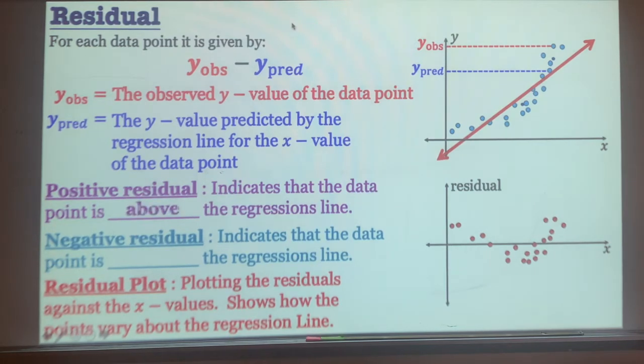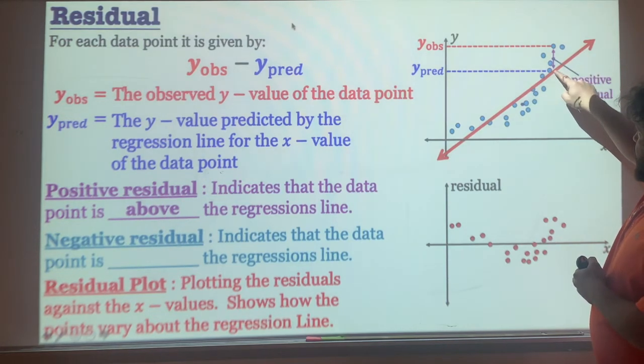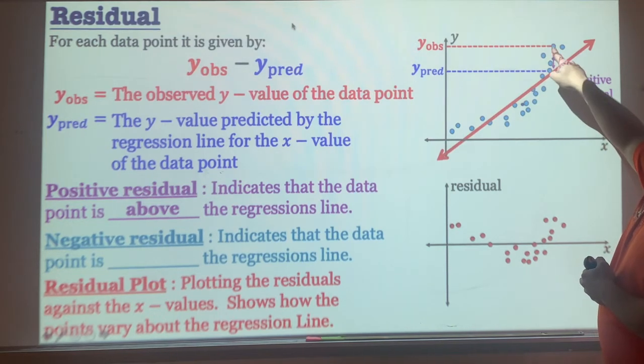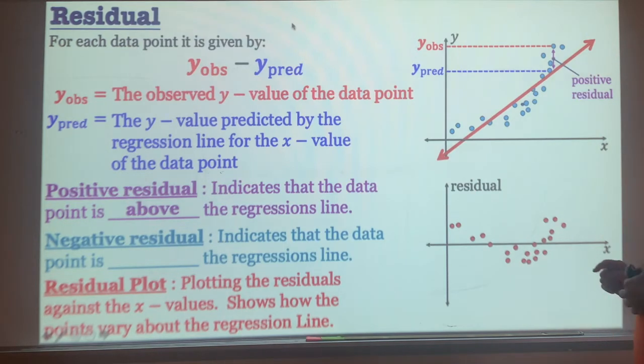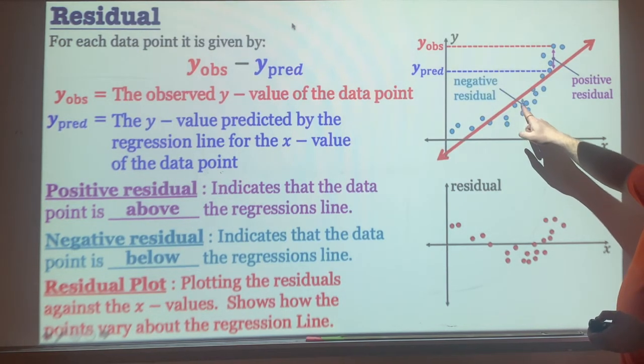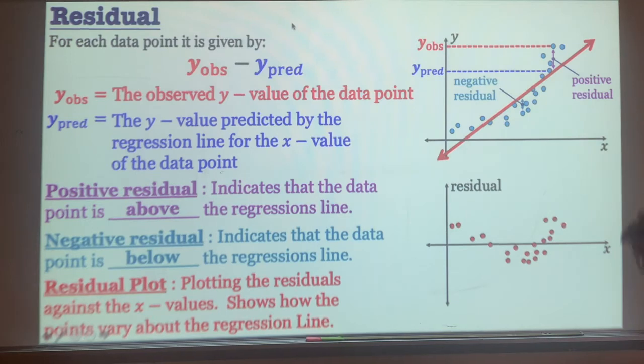So here's how it works. You have a positive residual if the data point is above your line. Here's where I'm predicting right here. Since I'm predicting this, and this isn't going to the point, this is going to the line, I have this much positive residual. You have a negative residual if the data point is below the line. If this is my predicted and my actual one is down here, I have a negative residual. Now the residual plot plots the residuals against the x values. So it shows which points are above the line and which ones are below.